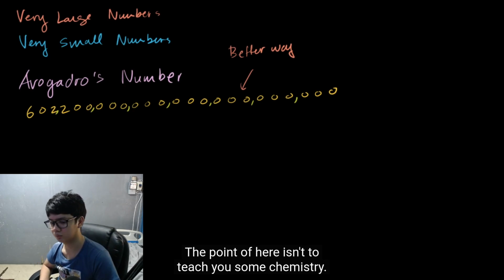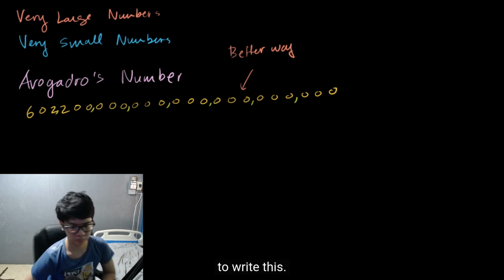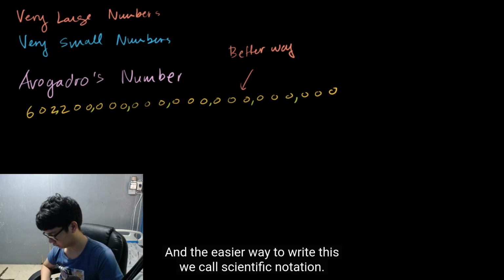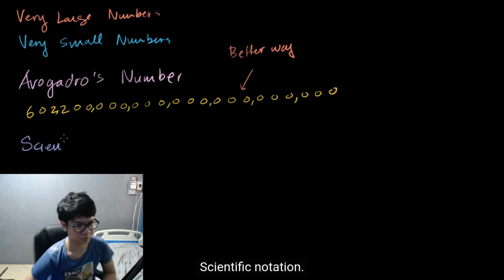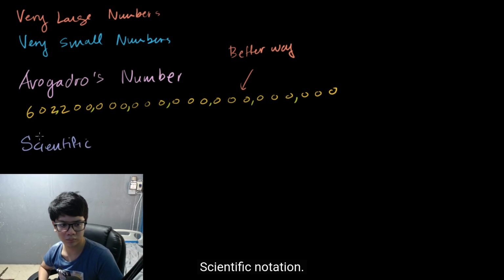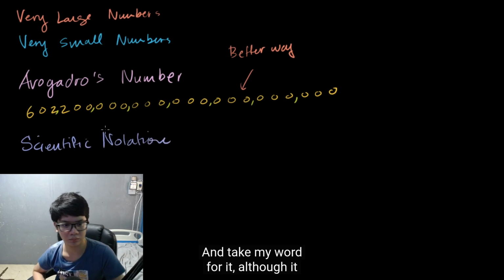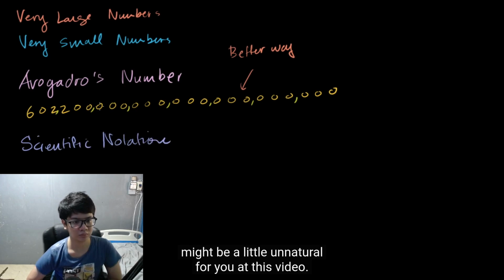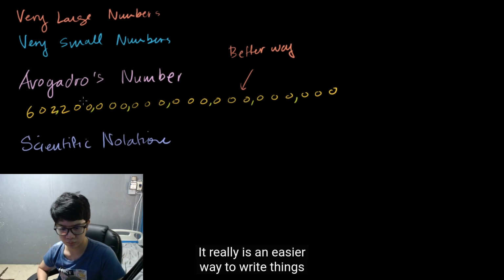The point here is to talk about an easier way to write this. And the easier way to write this we call scientific notation. Take my word for it, although it might be a little unnatural for you at this point in the video, it really is an easier way to write things like that.